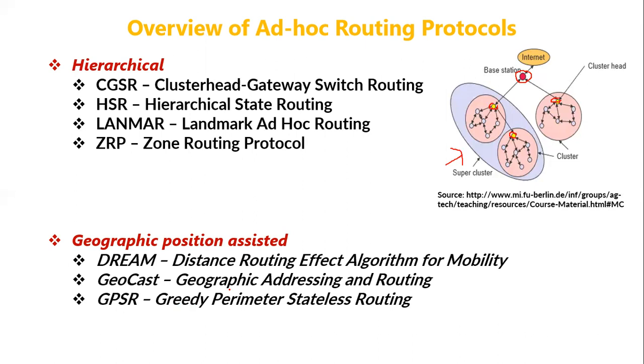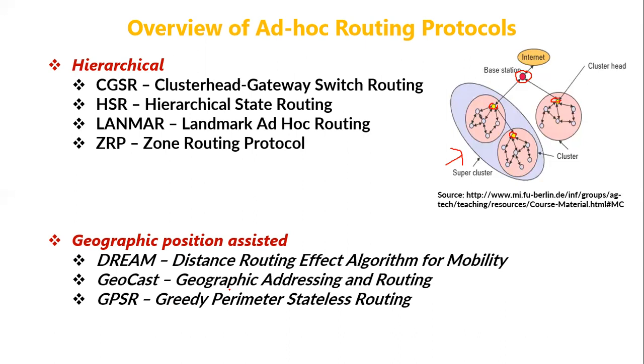Similarly, there is another algorithm called greedy perimeter stateless routing. This uses only the location information of neighbors that is exchanged via periodic beacon messages or via piggybacking in packets. So these are some of the routing algorithms which work based on geographic positions. This is a broad overview of the ad hoc routing protocols.